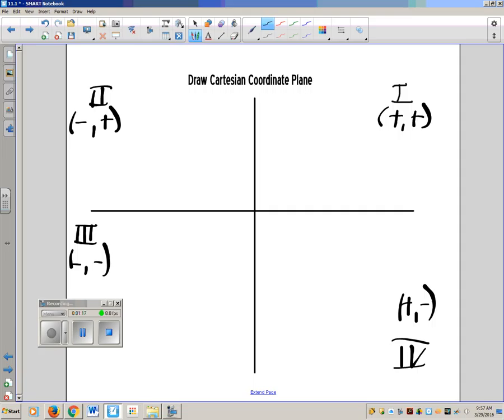Put 0 on the origin. It's right where the x and y axes cross. Put x and y on there. X goes across. Y goes up.